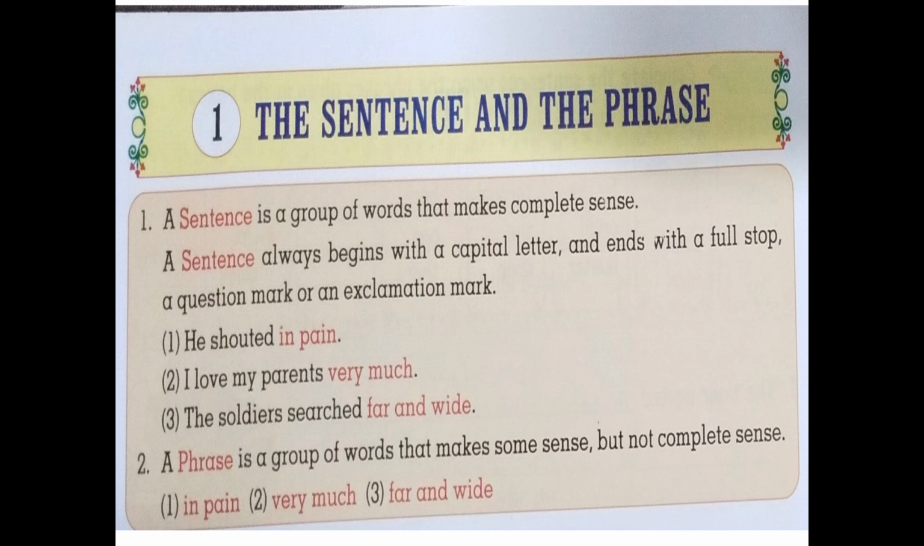सेंटेंस बनता कैसे है, वाक्य बनता कैसे है? शब्दों को जोड़ के. When you join the words together, meaningful words, मीनिंग होना चाहिए वर्ड्स का, उसका अर्थ होना चाहिए. So when you join the meaningful words and when you put the meaningful words together, it forms a sentence. Okay, let's read this first and you will understand what is a sentence, and slowly you will understand what is a phrase also.